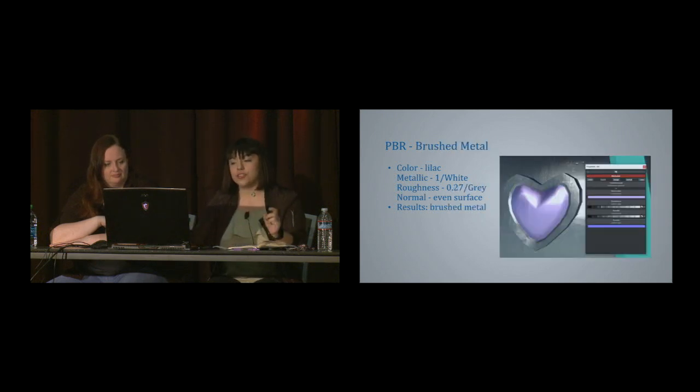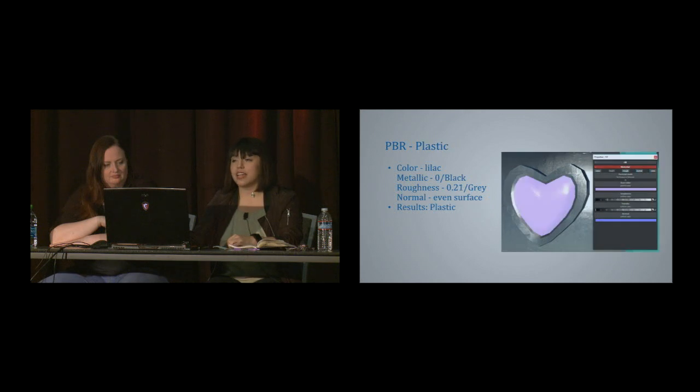If you were to change it to be a little more rough and keep it fully metallic with an even surface, then it would look a bit more brushed. You can have a plastic look by not making it metallic, turning that to 0, and then turning up the roughness a bit more to the gray area, or 0.21. And you could always play with the numbers. It's always good to play with them and see what you like best and what works with your project.